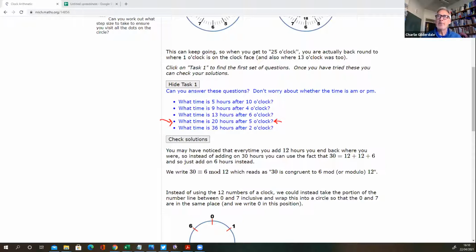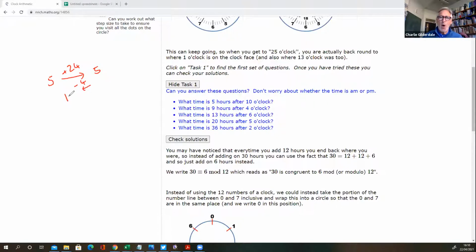Adding 20 hours is the same as adding 24 hours and then subtracting 4 hours. So if I add 24 hours to 5 o'clock, it's going to be 5 o'clock again. And then I've got to subtract 4 hours because I've added 4 hours too many. And that's going to be the same as 5 take away 4. And that's another way of getting 1 o'clock.